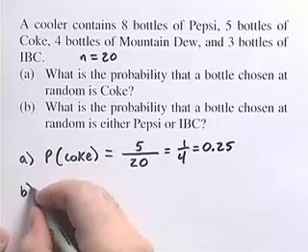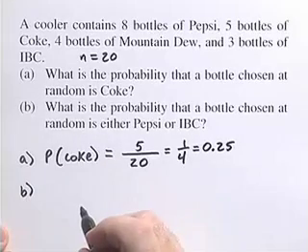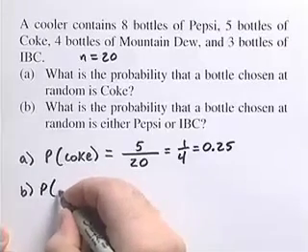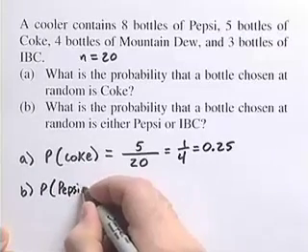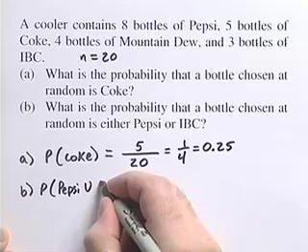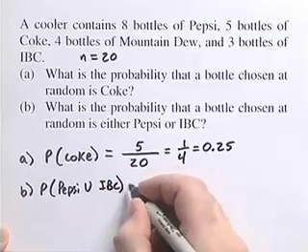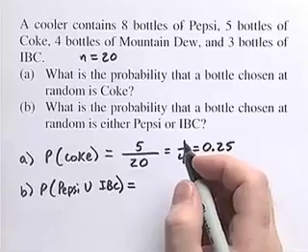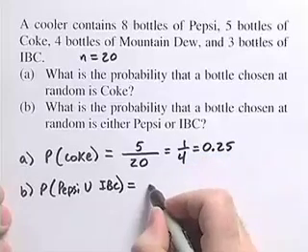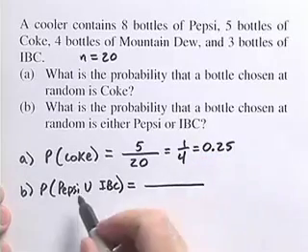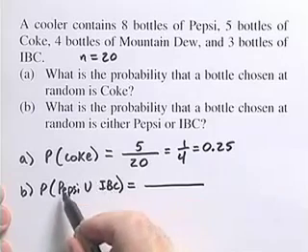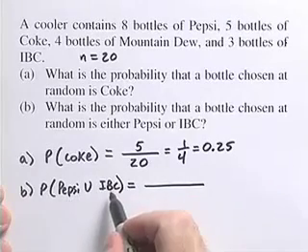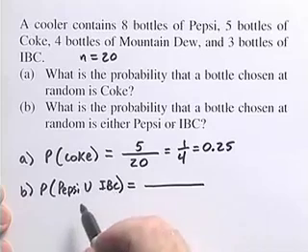For part B, we'd like the probability that a bottle chosen at random is either Pepsi or IBC. So we want the probability of Pepsi union IBC. To solve this problem, we can think of, again, equally likely events. We look at how many different bottles are Pepsi or IBC. Since they can't be both Pepsi and IBC at the same time, they're mutually exclusive.